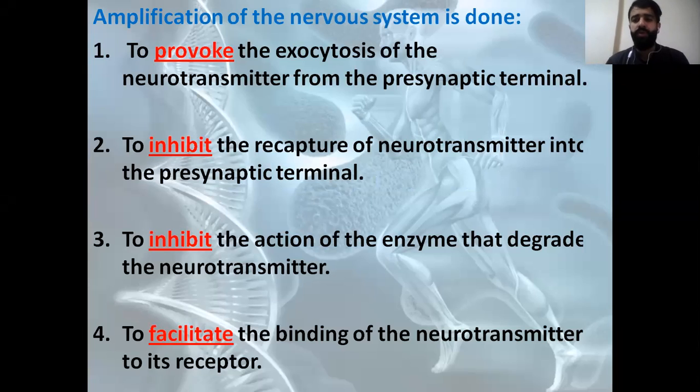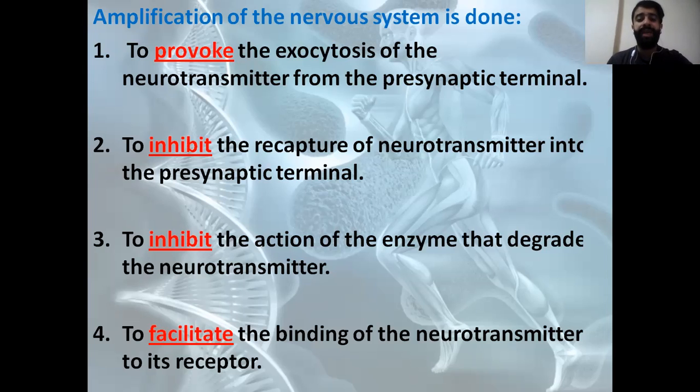We have to provoke or facilitate or allow the exocytosis of the neurotransmitters in the synaptic vesicles from the presynaptic terminals. Second, to amplify the nervous system, we have to inhibit the recapture of the neurotransmitter. So there is no recapture, so the neurotransmitter will stay in the synaptic cleft and will be able to amplify the nervous system. Third is to inhibit the action of the enzymes that degrade the neurotransmitter.